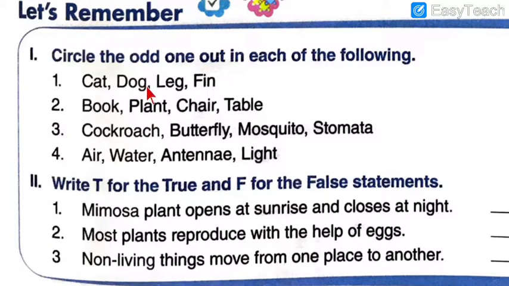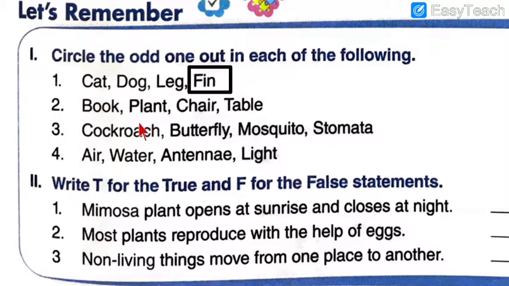So here the first list is cat, dog, leg, fin. So here the fin is the odd one because neither the cat nor the dog has fin. This is the body part of a fish.